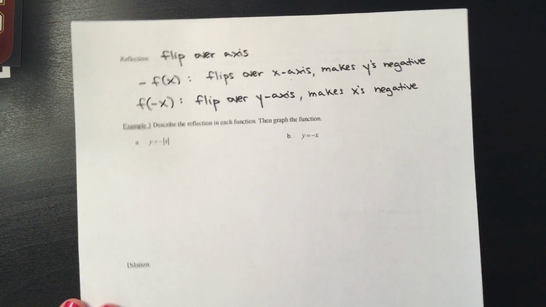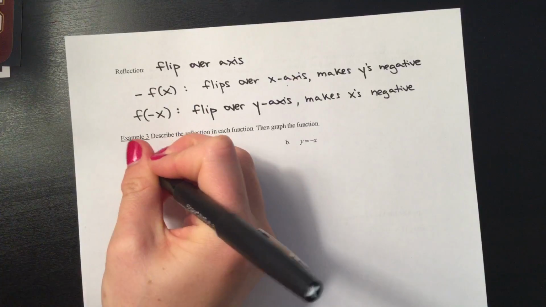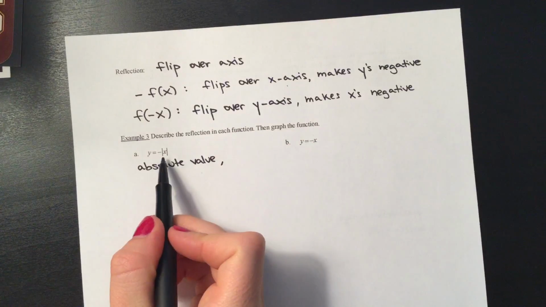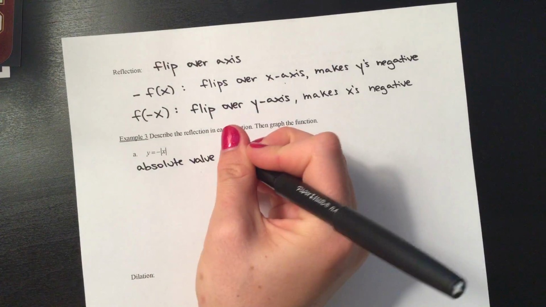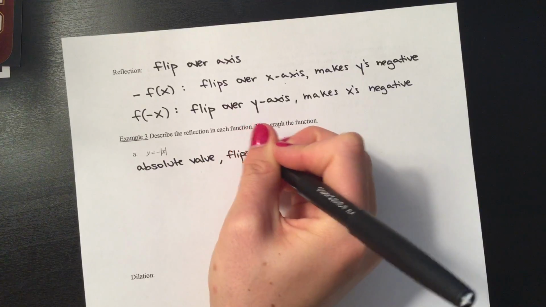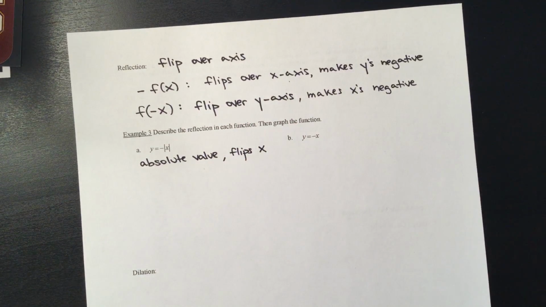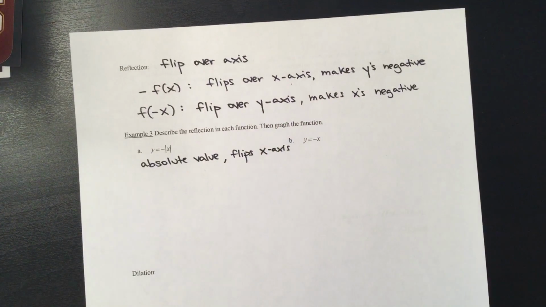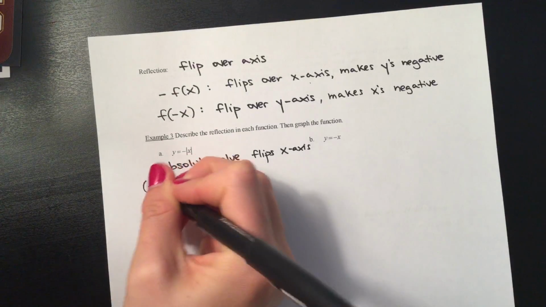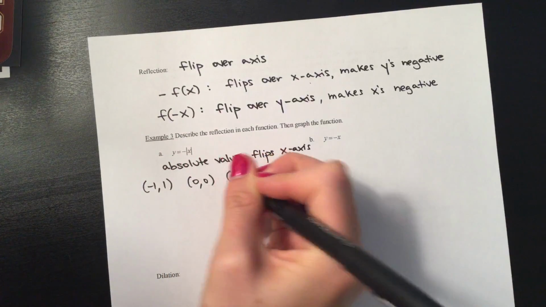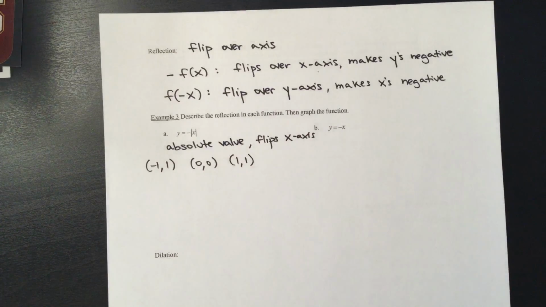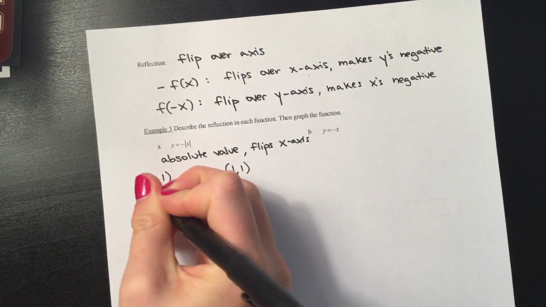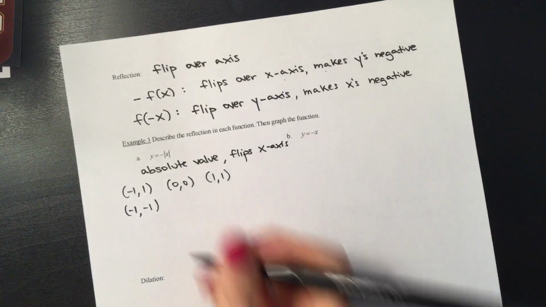Okay, so let's do some transformations. So this is an absolute value function. And the negative is on the outside, so we're flipping over the x-axis. So let's do our transformation. So our original 3 points are these. So what this does is it makes our y values negative. So nothing happens to x, but our y value becomes negative.